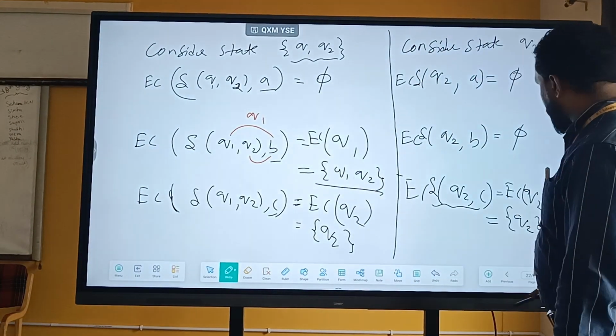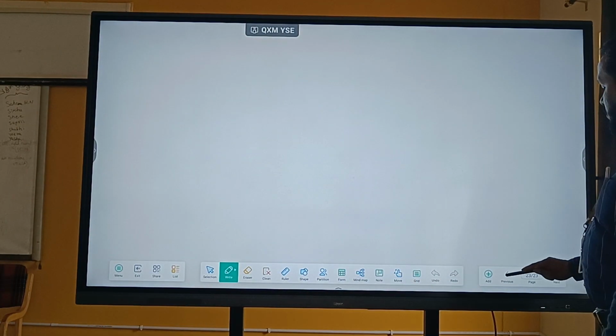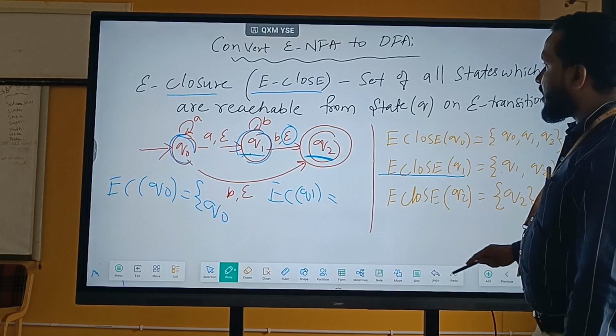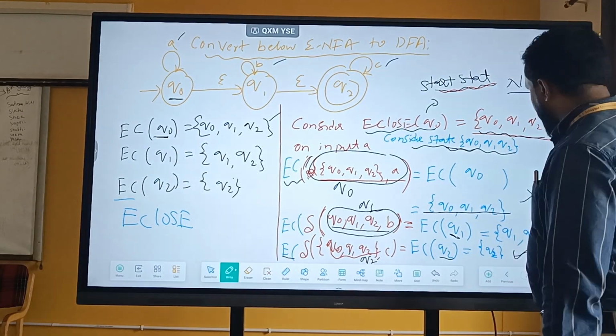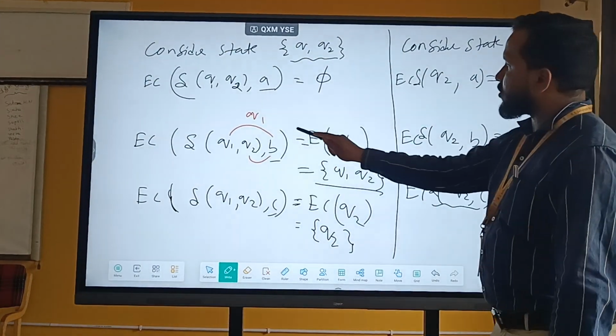Q2 on B, do you have any transition? Do you have any transition for that? No transition, right? Q2, no transition. So what is the output we'll get? We'll get the output is Q1 only.